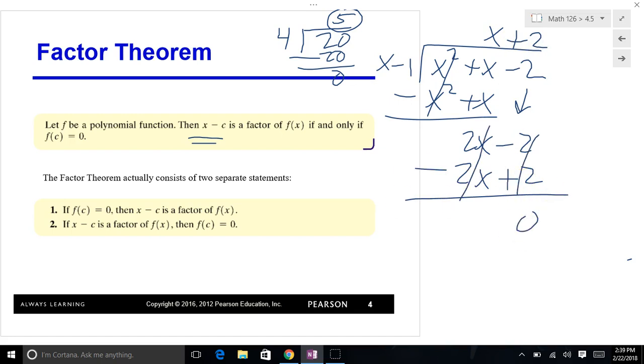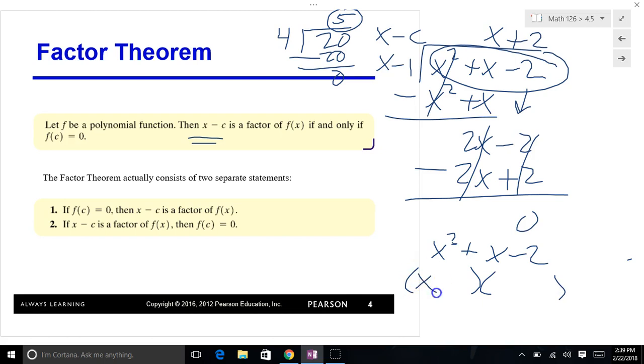Hey, there's our remainder. 0. So, there's my function. I divided by something of the form x minus c, so my c here is 1, and I get a remainder of 0. That means x minus 1 is a factor of this thing, right? And you know that because since it's a quadratic, we really could have just factored this. If we were to factor this thing, we're like, okay, x and x, factor at minus 1 plus 2. Oh, look at that. X minus 1 is truly a factor.